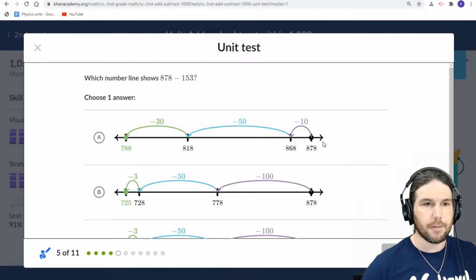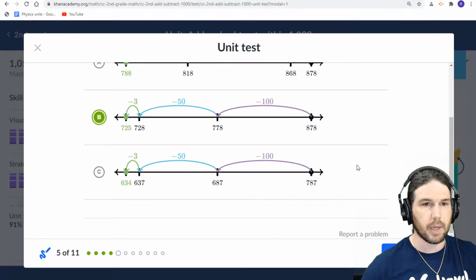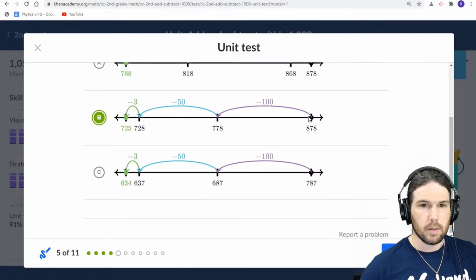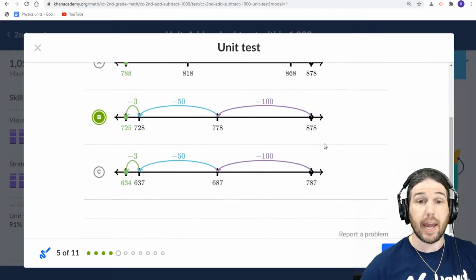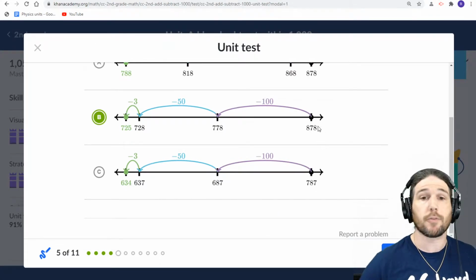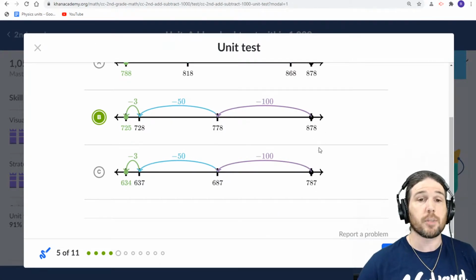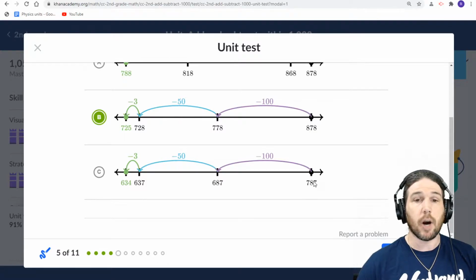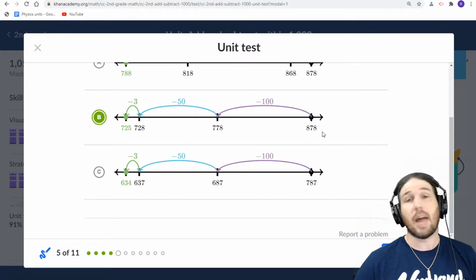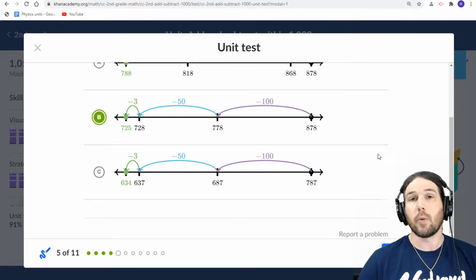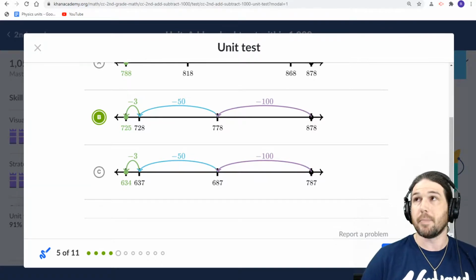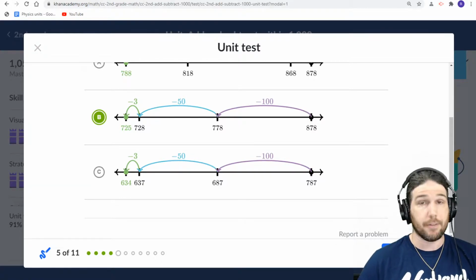878 minus 153. I believe it's B. Oh wait, hold on. It's 878 to start with. Okay, I almost got mixed up here, and I'm going to pause for a moment because the only difference between these two answers is that this bottom one starts at 787 and the top one starts at 878. Remember that it's okay to be thrown off by pattern variations like that.